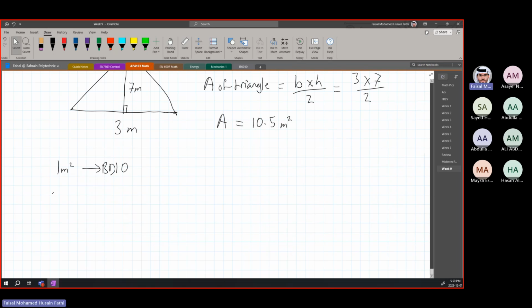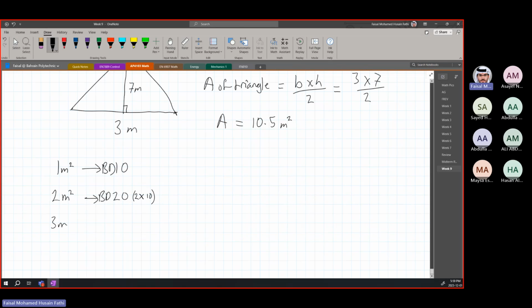So by logic, 2 meters squared, how much will that cost? 20 BD if we have 2 meters squared, right? If we have one of them equal to 10 dinars, two of them equal 20 dinars. How do we know that? You are multiplying, basically you're doing 2 times 10.